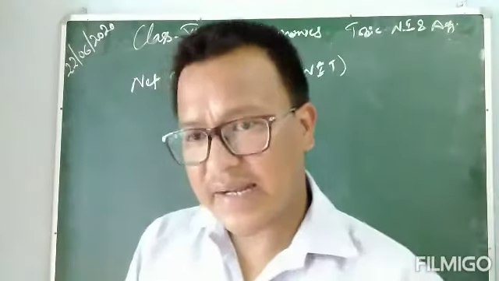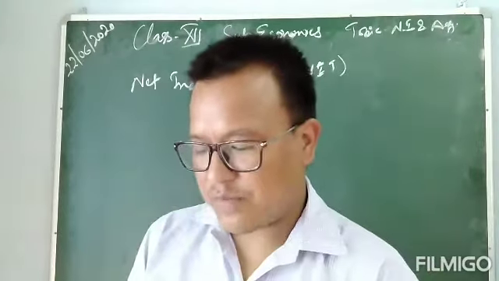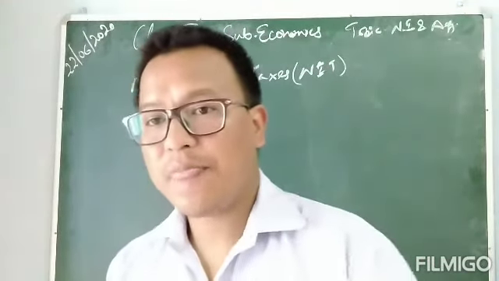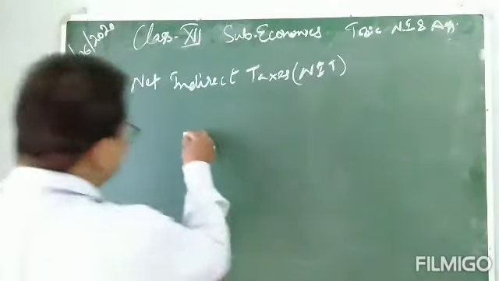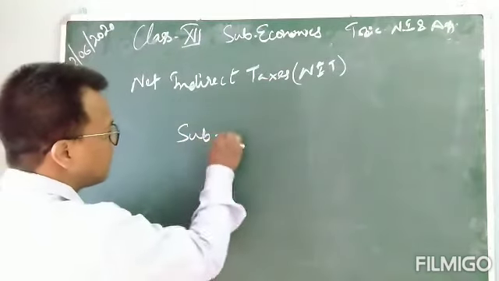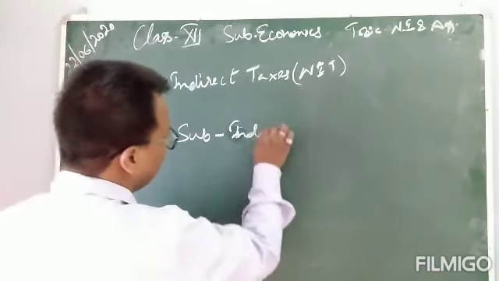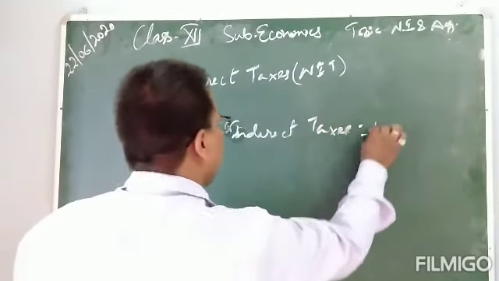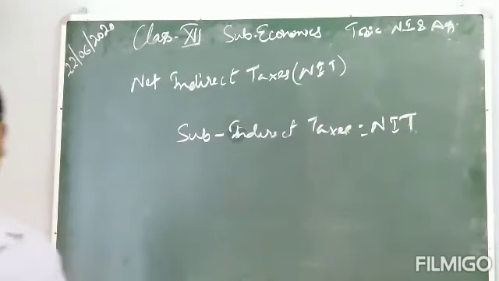So net indirect tax is calculated to know the net impact of taxes on the price of a commodity, by subtracting subsidies from indirect tax. So if we subtract subsidies from indirect tax, we get NIT.